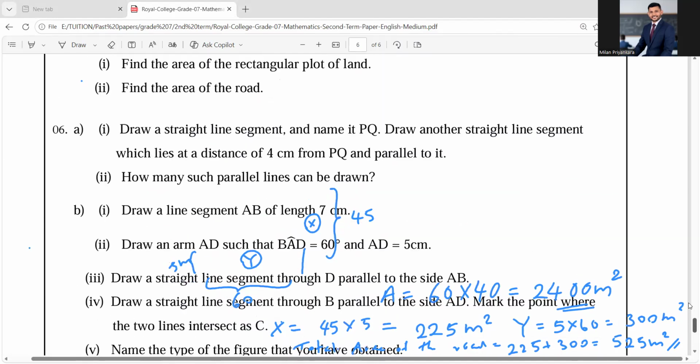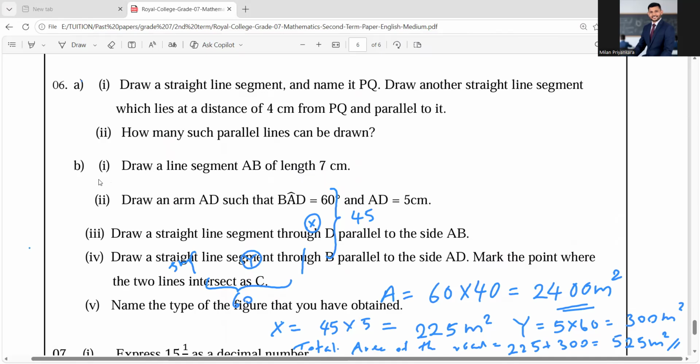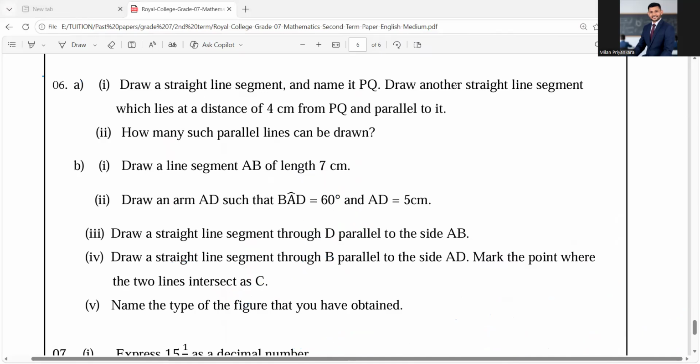Right. Now let's go to the last two questions. If you are still here, you are very enthusiastic. I hope you get very good marks, right?